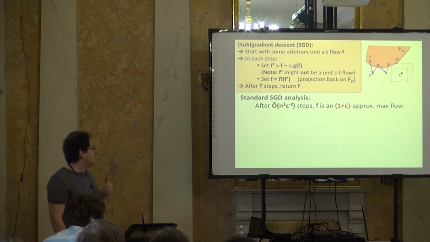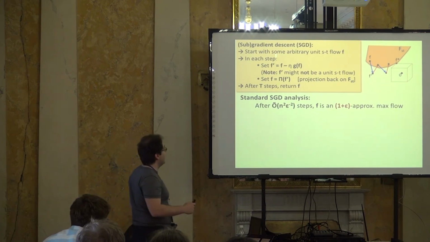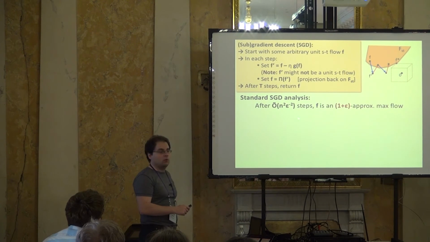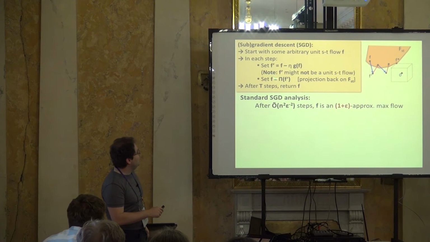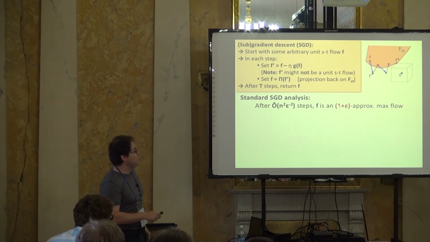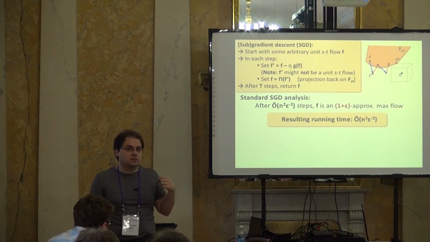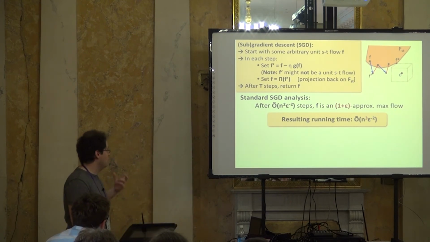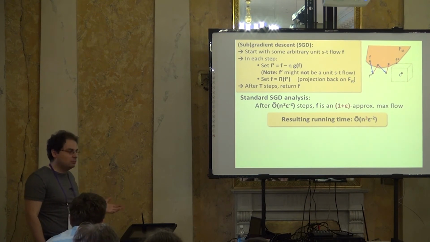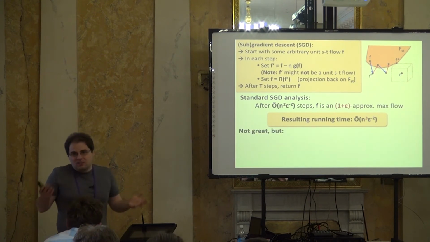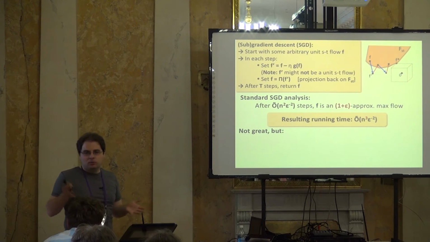And now you don't even have to think too much, because this is a standard algorithm, so there's also a standard analysis of how fast it works. What it gives you is that after roughly n squared over epsilon squared iterations of this loop, you will get a 1 plus epsilon approximation solution to max flow. Since you need to spend nonlinear time to compute each of these projections, this gives you an n cubed over epsilon squared algorithm. That's not impressive. We can definitely do better than that. I hope we all want to know how to do it better.